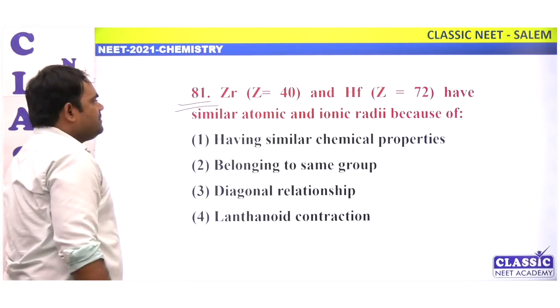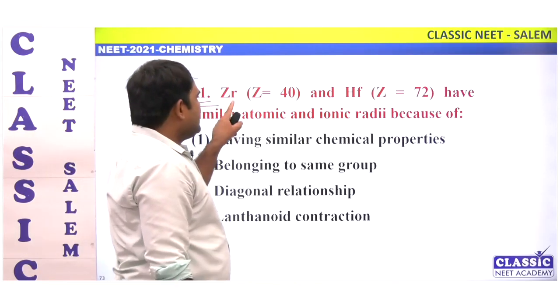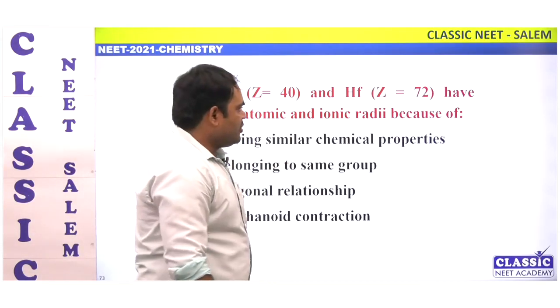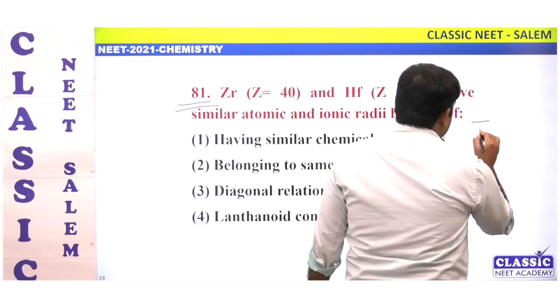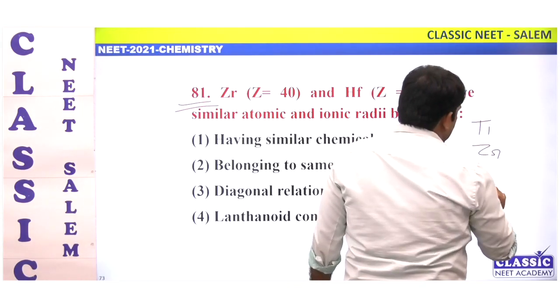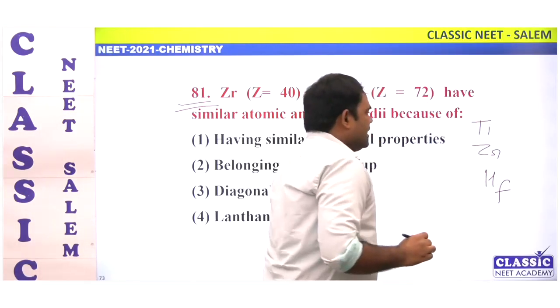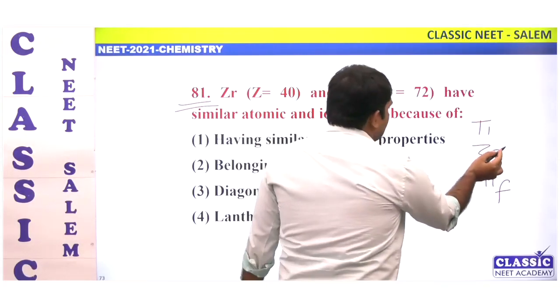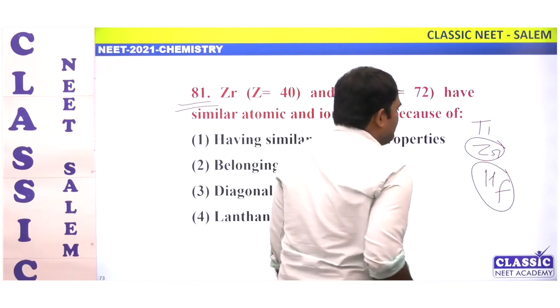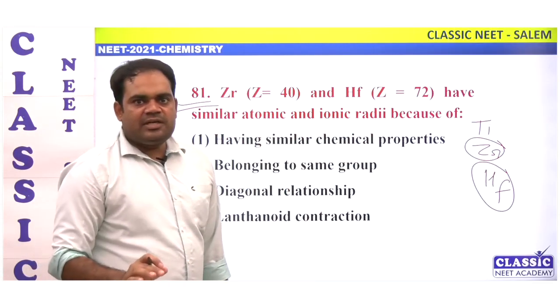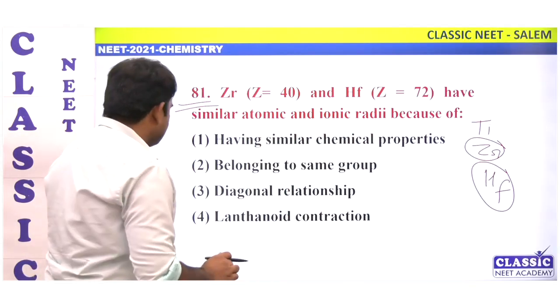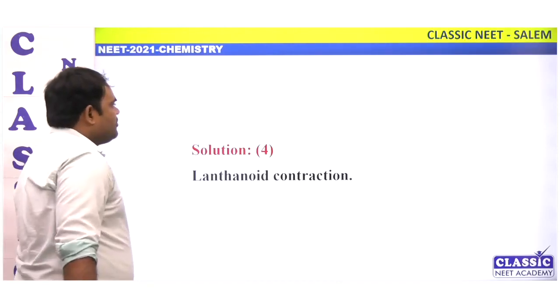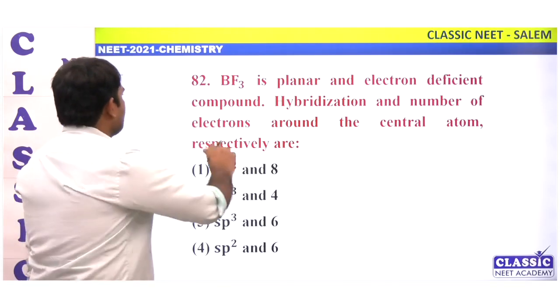Question number 81. Here it is given about zirconium and hafnium. Titanium, zirconium, and hafnium belong to the titanium group family. Zirconium and hafnium have around the same atomic radii because of the lanthanoid contraction. The fourth one is the correct answer.